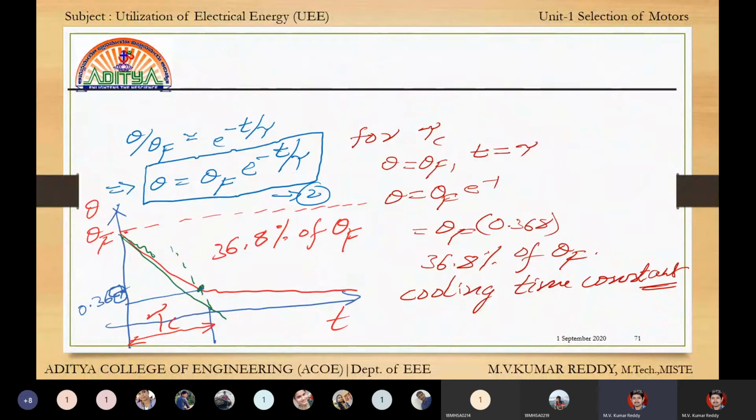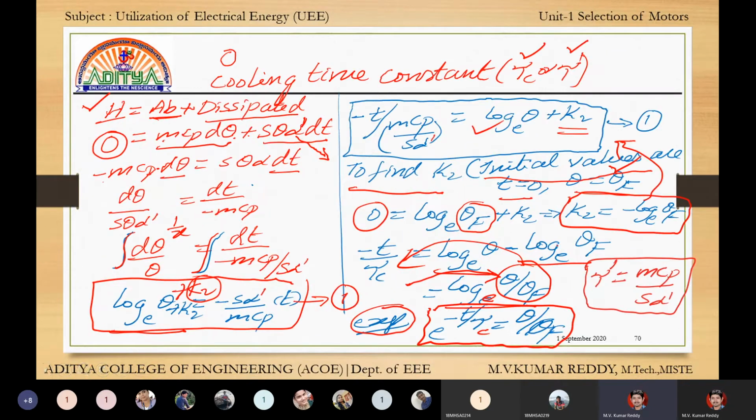Next, using this expression, we have to find the theta value. Theta is equal to theta f into e power minus t by tau c. Here tau c is the value of the time constant. See here, this is the value of tau c or tau dash: m c p by S alpha dash is the value of tau dash.